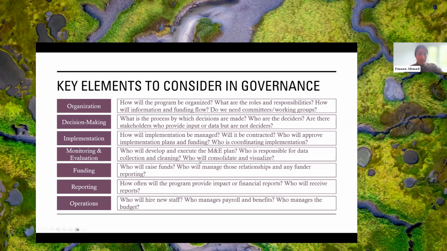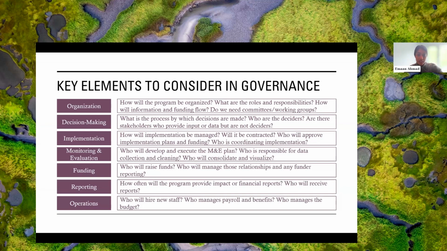The second key element is decision-making, which we've covered before. So what is the process by which decisions are made? Who is making these decisions? Who needs to make funding decisions versus implementation plan approval decisions? And are there other stakeholders who need to be consulted when those decisions are being made, even if they are not the final approvers or deciders?